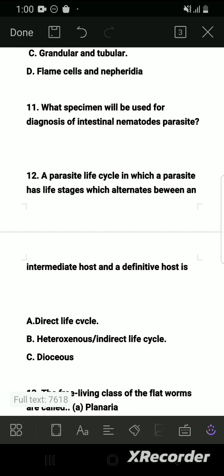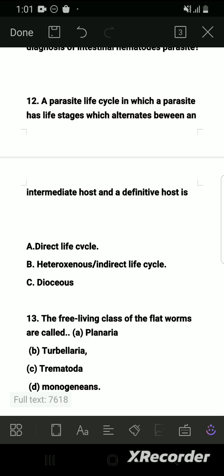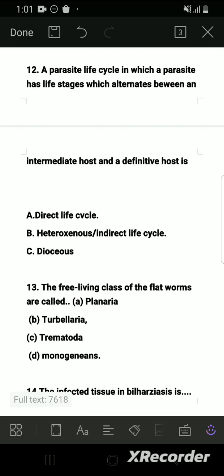So now for the next question, number 12: a parasite life cycle in which the parasite has life stages which alternate between an intermediate host and a definitive host is called dash. We have option A as direct life cycle, option B as heterogeneous or indirect life cycle, and option C as dioecious. Let's eliminate dioecious first, because dioecious is concerned with plants having sex organs in different plants. That is the meaning of dioecious in plants.